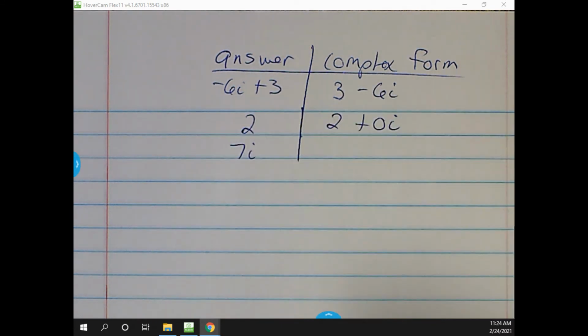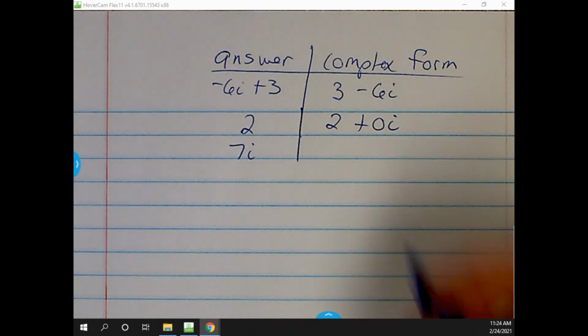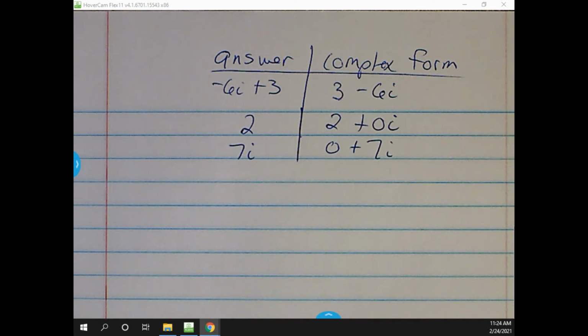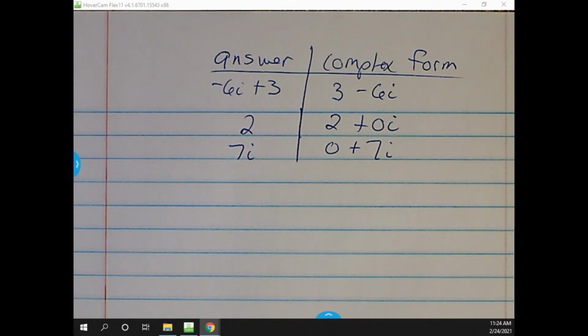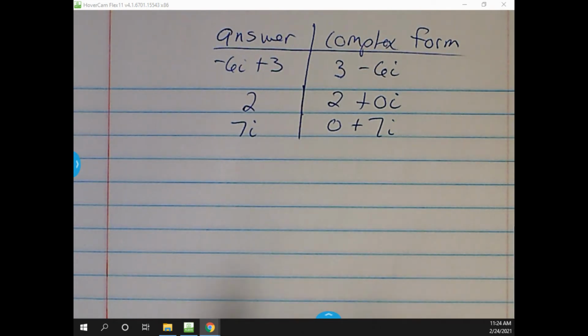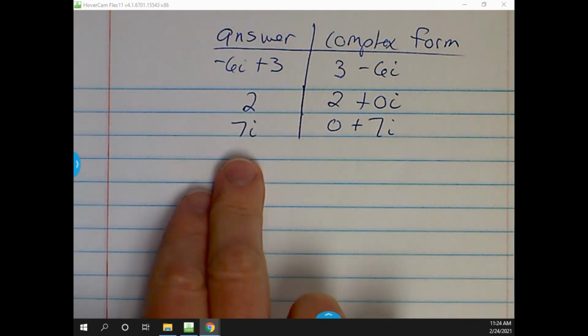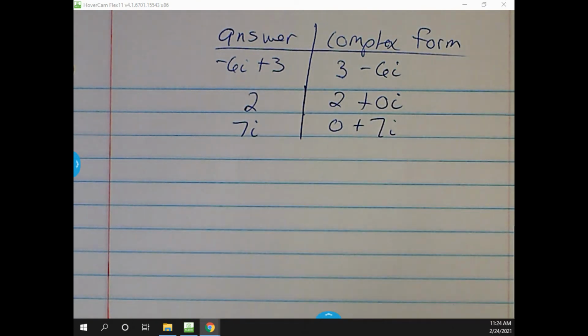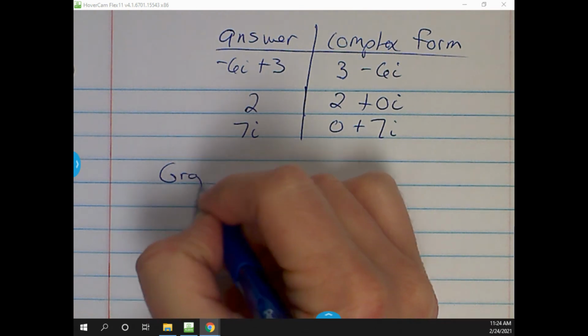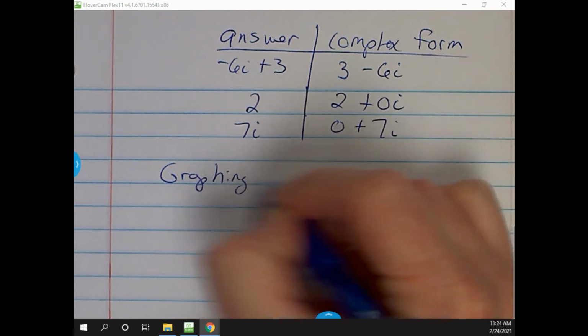All right, and then the last case is if you have something like 7i. Same thing: the i would go at the end. You basically put a 0 in front as a placeholder, so it'd be like 0 plus 7i. Now, the only time you really need to do this, where you've got an answer that's this clean, to make it look like this, is when you're graphing complex numbers.